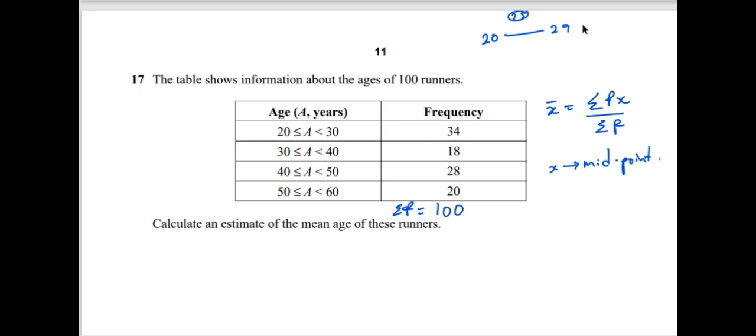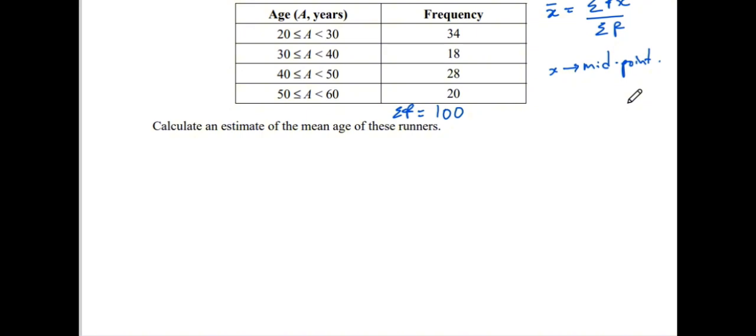So what we are going to do there is to find fx. Okay, so for the first one, we are going to have 25 times 34, plus the next one is going to be 35 times 18, plus the next one is going to give us 45 times 28. The next one is going to give us 55 times 20. Okay, so this is our summation fx. So that will give us the first one.